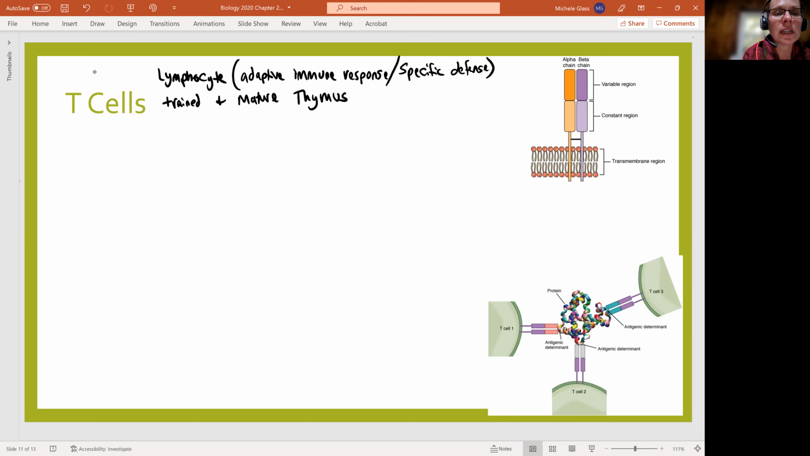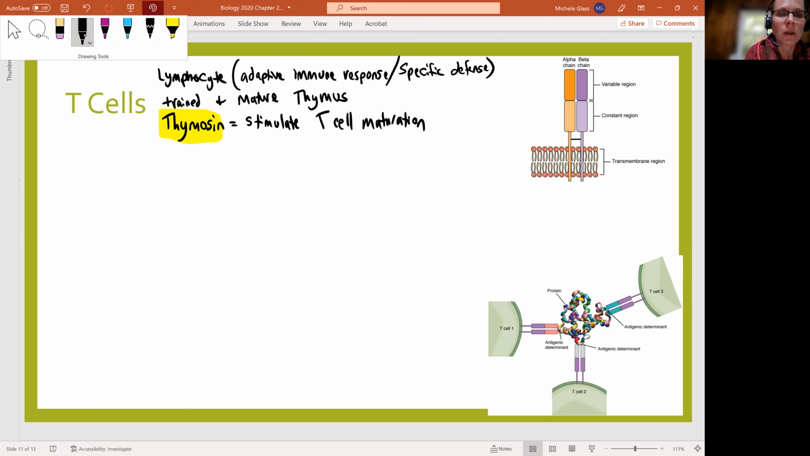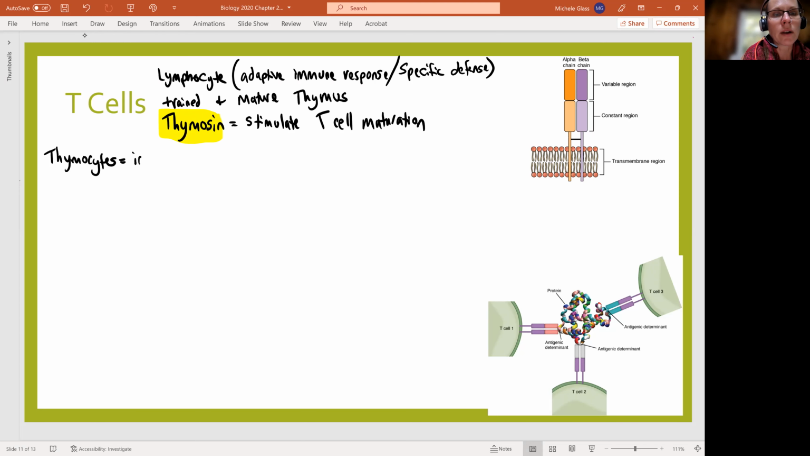We do see a hormone called thymosin, which is going to stimulate T cell maturation. So let's highlight our hormone, thymosin. Okay, we will see that these cells are called thymocytes when they are immature T cells.